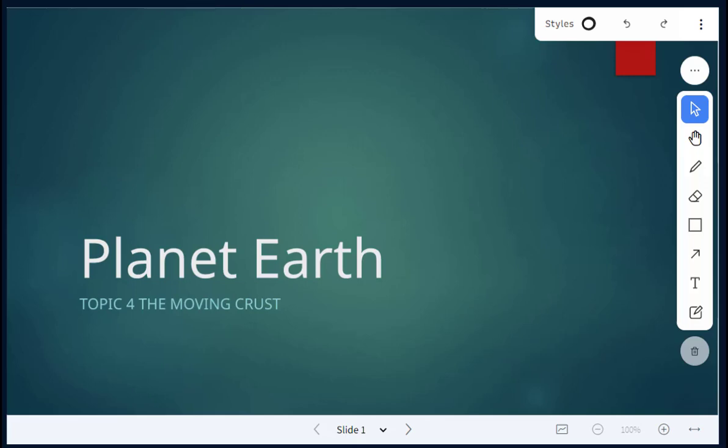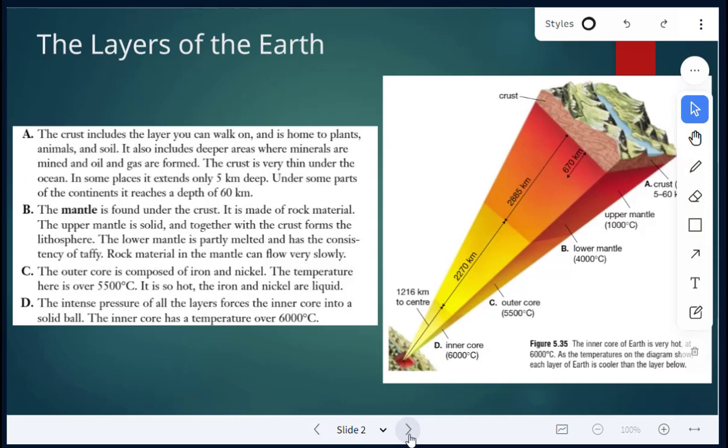Alright, so today's topic in planet Earth, we're looking at topic 4, which is the moving crust. So we'll start off by talking about Earth's structure and the layers of the Earth. So at the very top here, which is labeled A, that is the crust. So that includes the layer that we walk on.